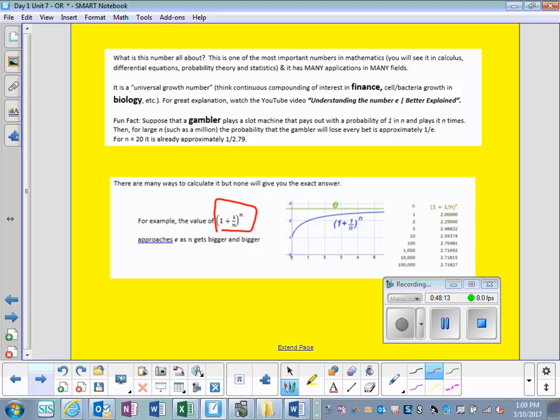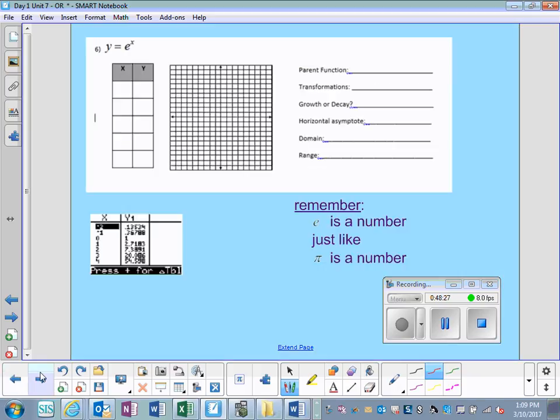This is very related to finance and biology. This is natural growth, how to model natural growth. But anyhow, this is just to expose you to this. If you want to know more, and if you want to talk about the gambler example, just talk to me after class. It's really cool.